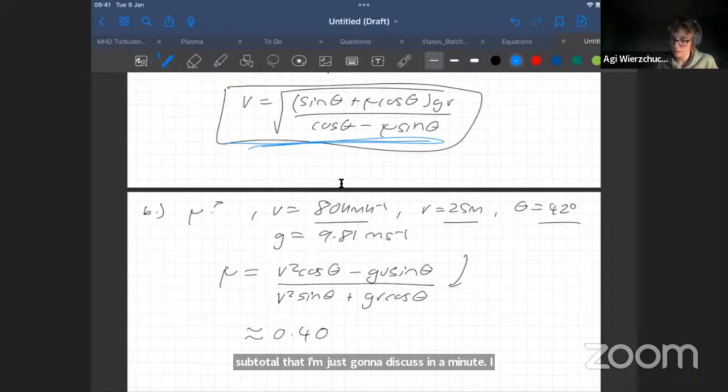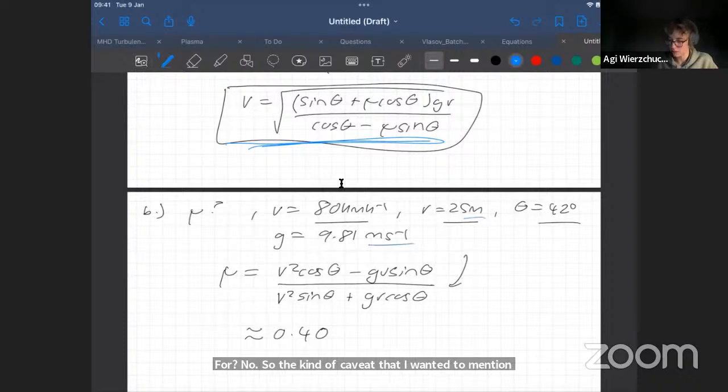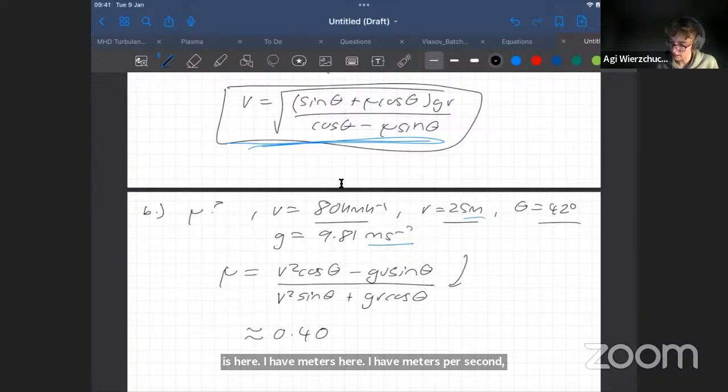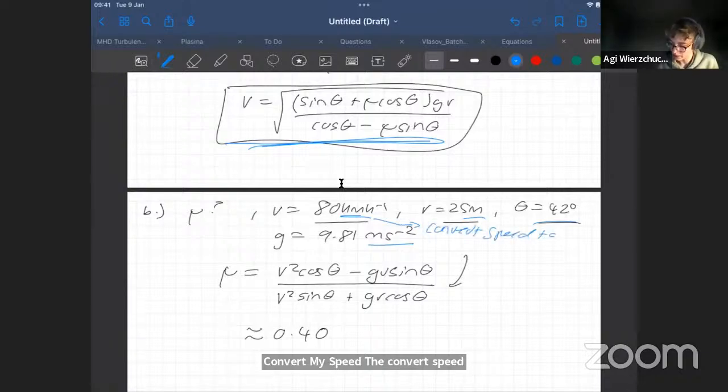So the kind of caveat that I wanted to mention is here I have meters per second squared, because it's an acceleration. Here, well, the angle doesn't matter, but here I have kilometers an hour, right? Clearly, one of these things is not like the other, which means that before I do this whole calculation, I need to remember to convert my speed to meters per second, right?